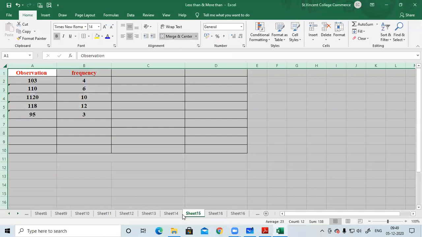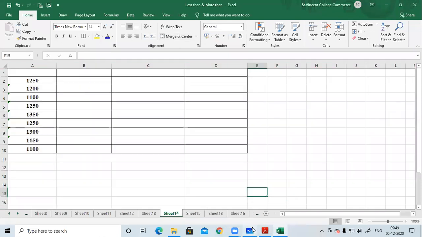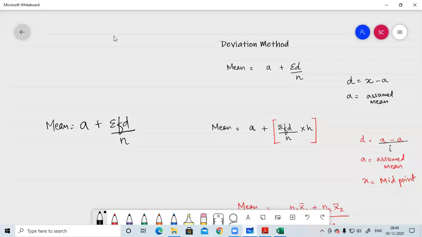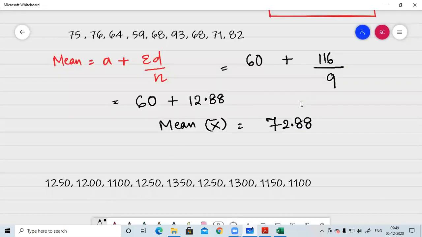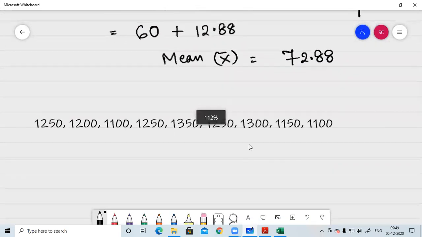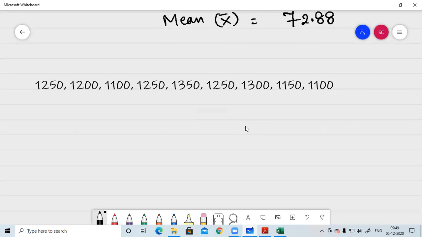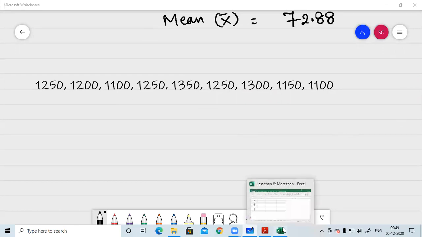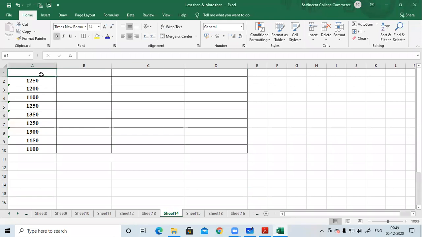Okay, so let's do it together. So your question here is 1200, 1200, 1250, 1200, 1100, 1250, 1350, 1250, 1150 and 1100. This data given to us is your X.